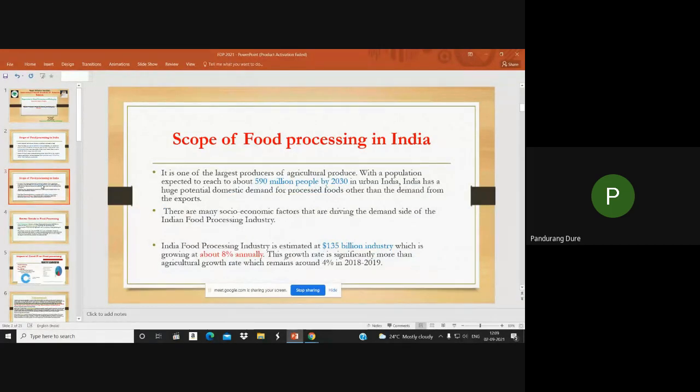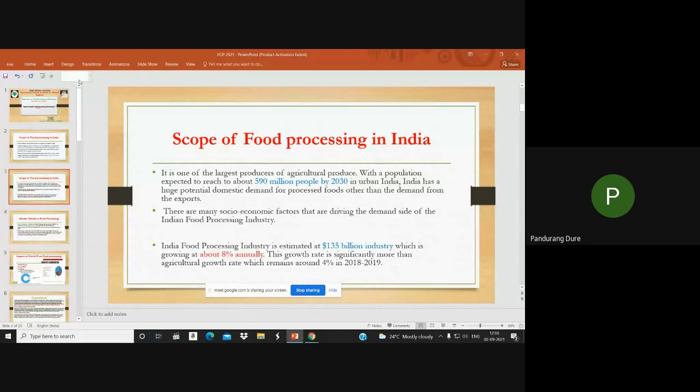Everyone knows that day by day the population increases and the demand for food increases. It is estimated that the population of India will be 590 million by 2030. So it requires that much food, and we can't produce that much food in a whole year. So we should preserve that food. And this is the scope of food processing.